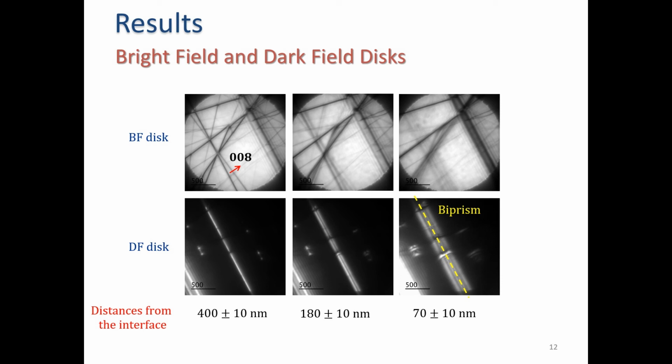At an optimum distance from the interface, where the intensity of the peaks is high enough to self-interfere, we apply the SIS-HOLZ technique. You can see the position of the biprism with respect to the split HOLZ line.